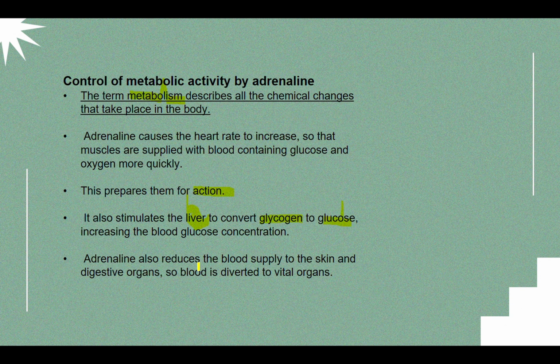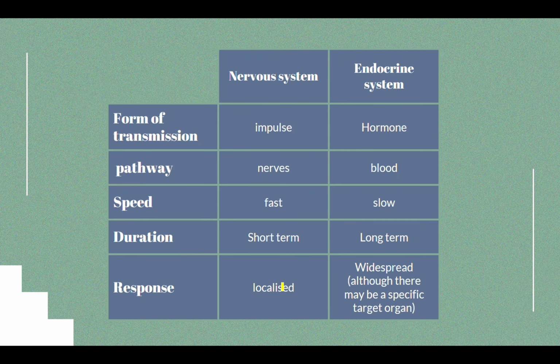Adrenaline also reduces the blood supply to the skin and digestive organs. So blood is diverted to vital organs, the organs that you need to use. So adrenaline reduces the blood supply to your skin. That's why you would look so pale when you are scared.